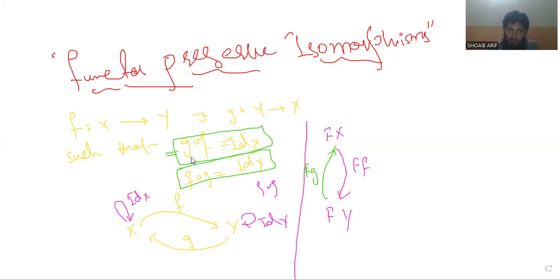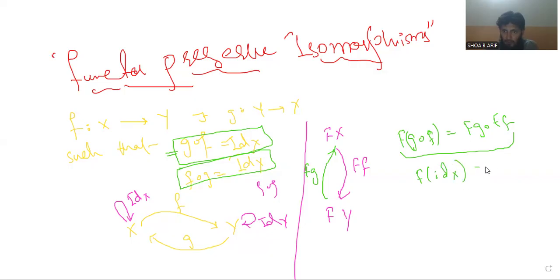So according to the definition, functor preserves composition, so F of g of f is equal to F of g composed with F of f, and F of id on X is equal to id on F of X according to the definition of functor. It should preserve composition and it should preserve the identity map. Okay, so we have to prove that functors preserve isomorphisms. So F of g of f is equal to F of g composed with F of f, and F of id on X is equal to id on F of X.